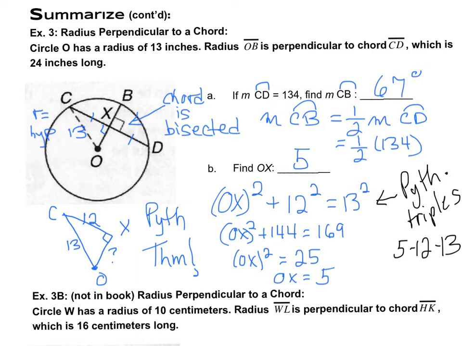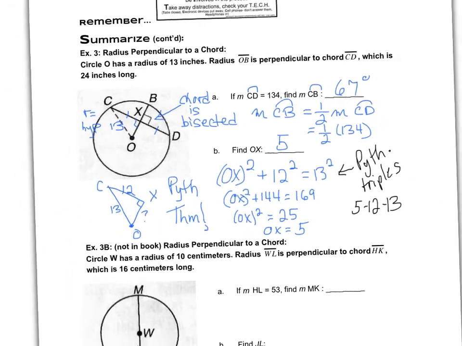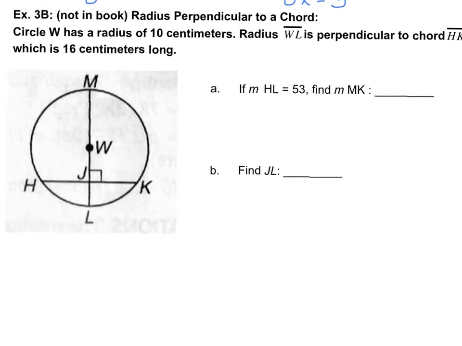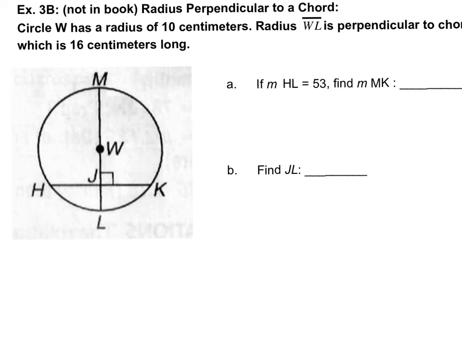All right, let's go on to the next example that's kind of like that, using the idea of a chord that is bisected. This one is not in your textbook, but it's similar to what we just did. Circle W has a radius of 10 centimeters. Now notice the radius isn't drawn in on this problem, so it might be a pretty good idea for us to do that. Let's just draw in from W to H here, and label that as 10. Radius WL, we're told, is perpendicular to chord HK, and that chord is 16 centimeters long. So since it's being bisected, we know that we have an 8 here and an 8 here.